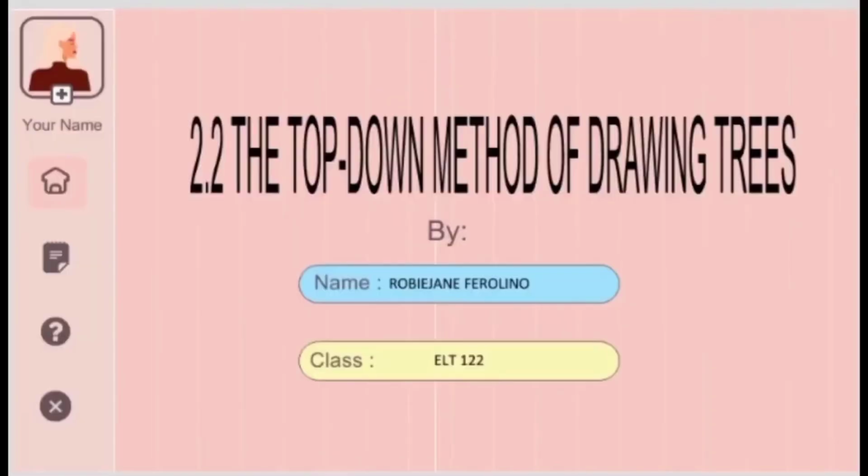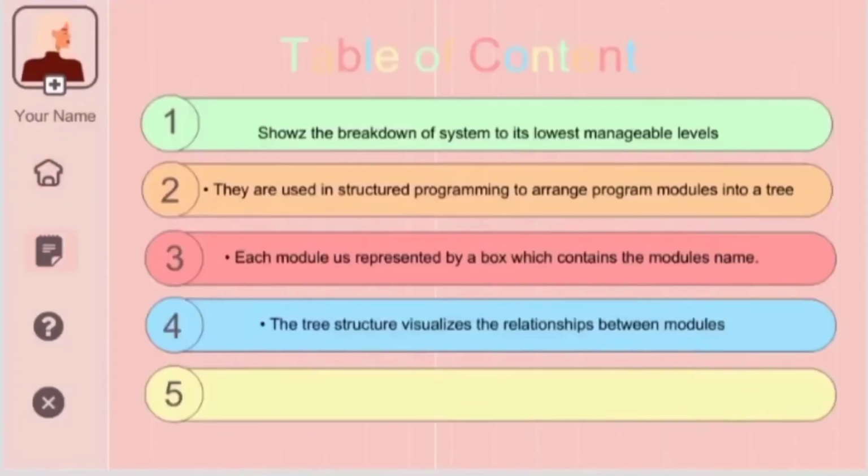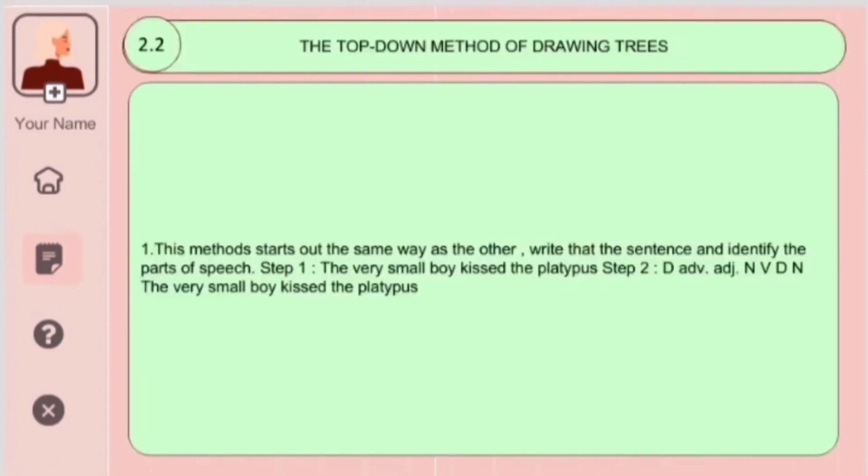The top-down method of drawing trees. It shows the breakdown of a system to its lowest manageable levels. They are used in structured programming to arrange program modules into a tree. Each module is represented by a box which contains the module's name. The tree structure visualizes the relationship between modules.